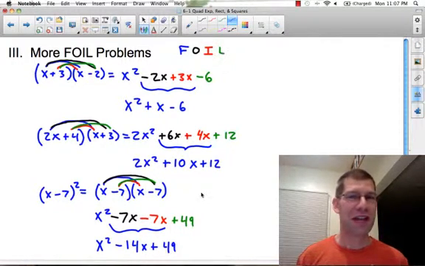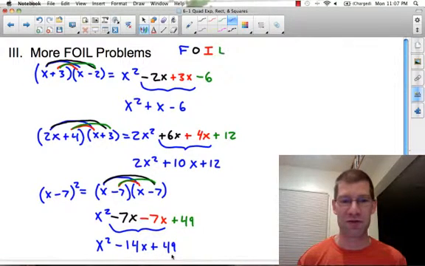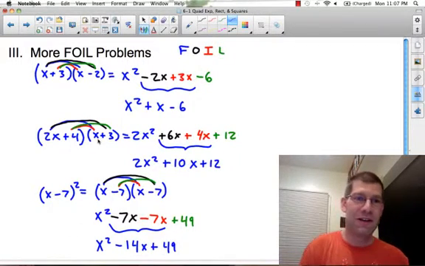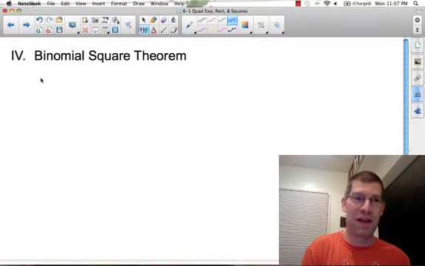Where it really comes in handy, though, and you're going to be doing this a lot as you take pre-calculus and calc, is when you're working backwards. When you have something like the answer, x squared minus 14x plus 49, and you want to factor it. You want to take it and change it back into a binomial squared. So that's going to be helpful. We do a little bit of that later on this chapter.